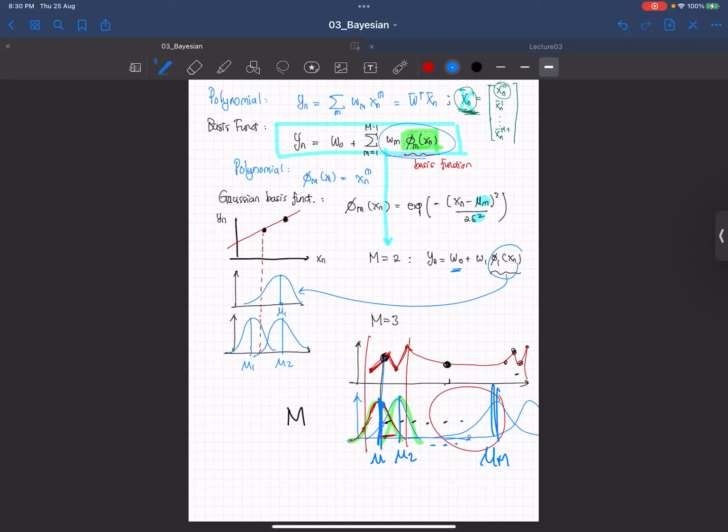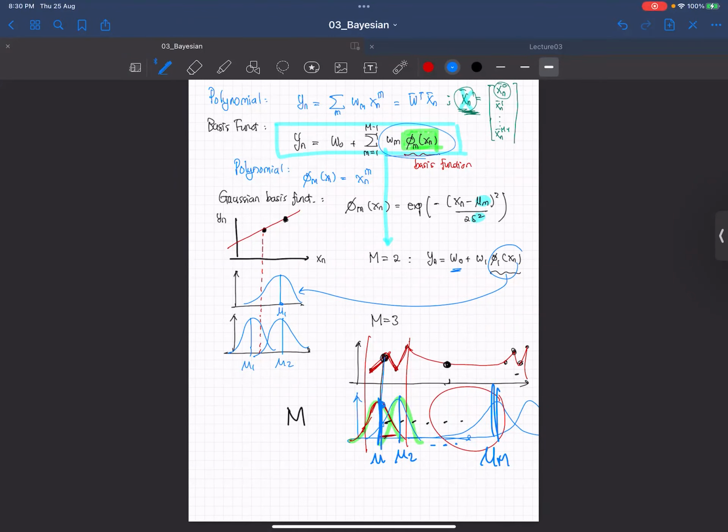Right? We are only optimizing the W. Yes, we don't optimize M and mu. We haven't gotten to that point yet. So you have to define mu as a hyperparameter that you have to set, the same as M, that you have to set by yourself.